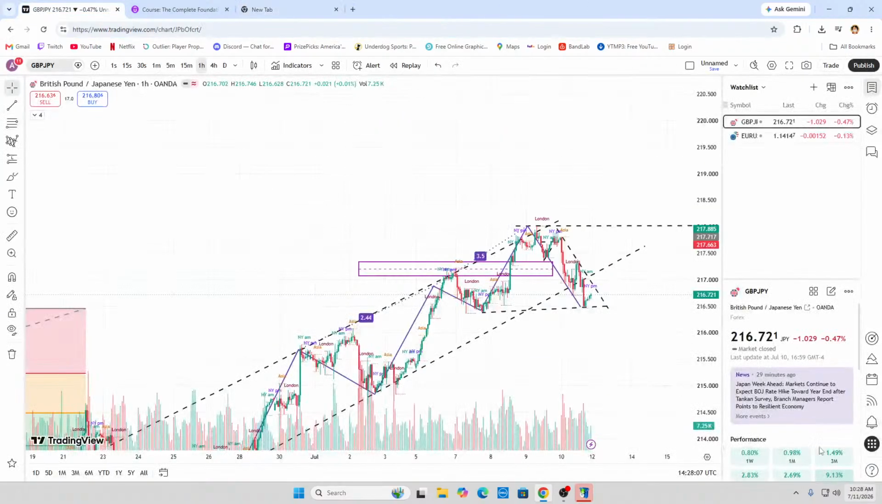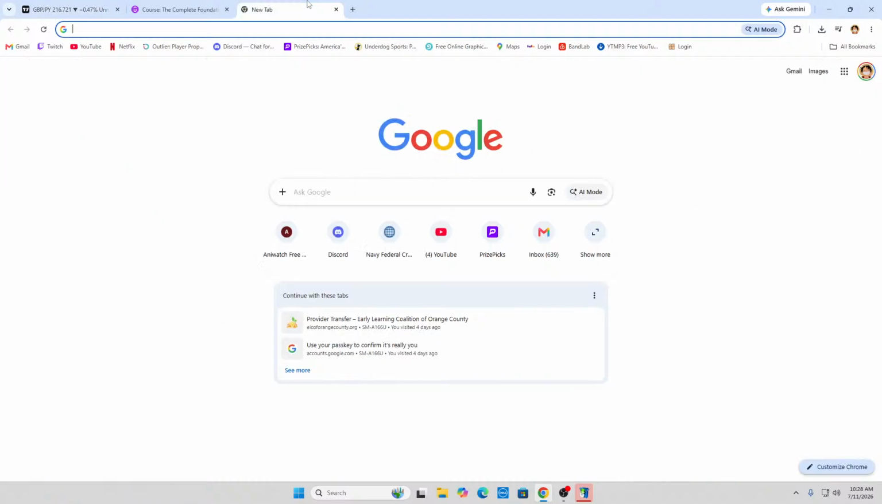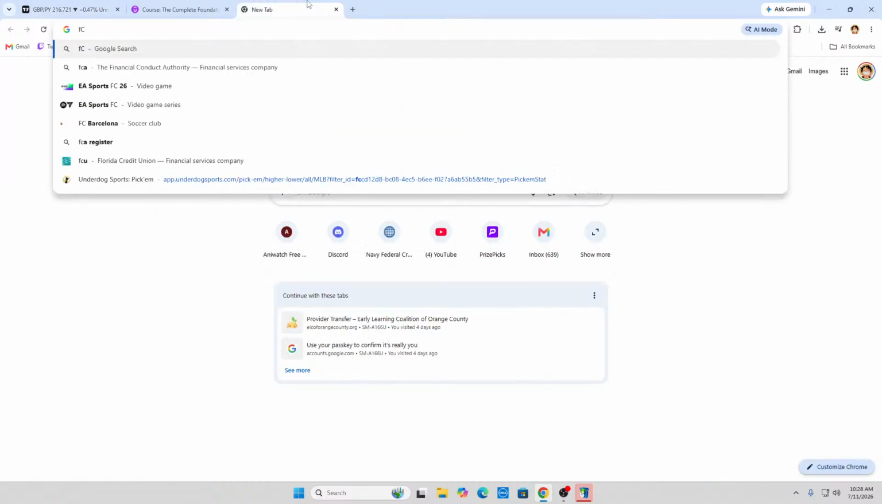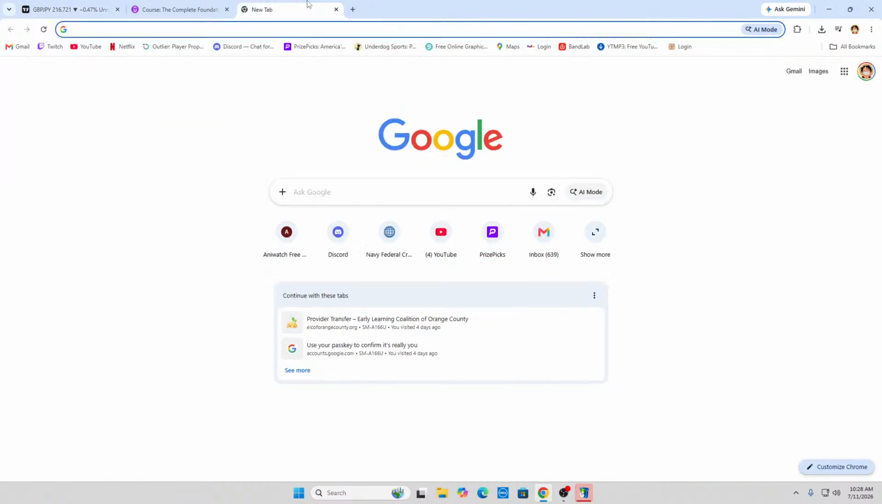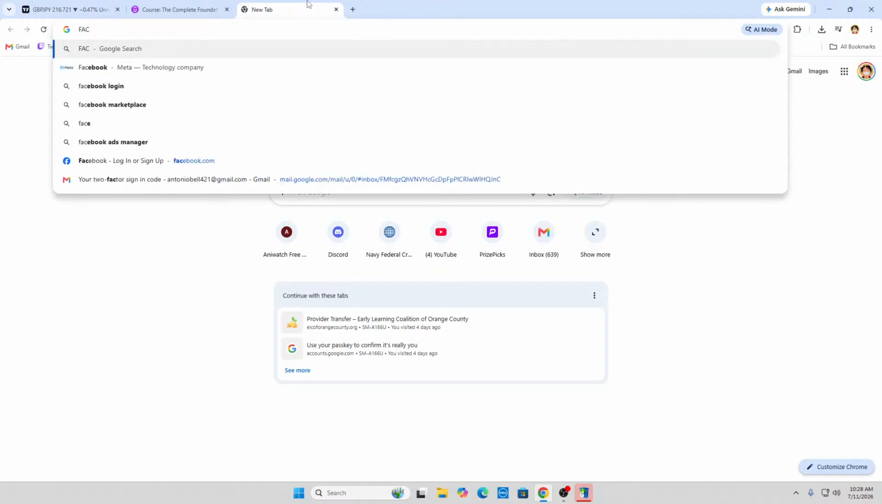They have a news right here. What's the news? Japan week ahead. Market continues, expecting a BOJ rate hike later this year and after the Tankan survey. Okay. Let's see what news they got for us, but I feel very stupid right now trying to trade.